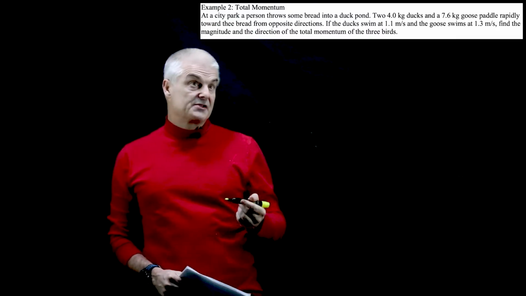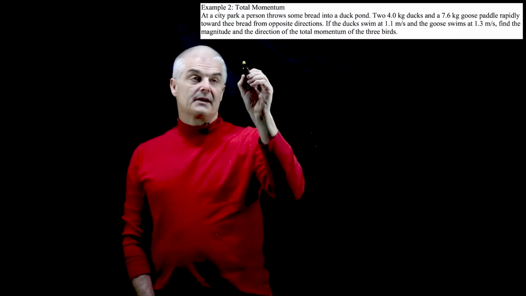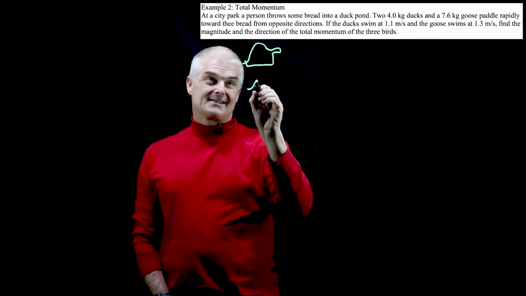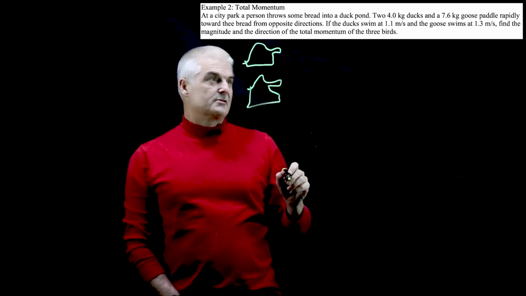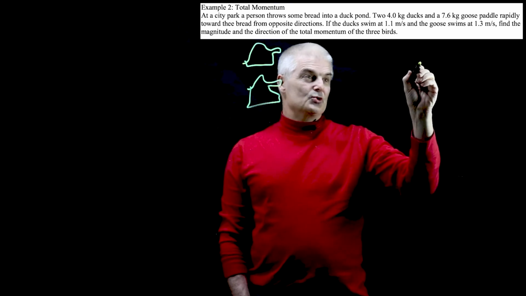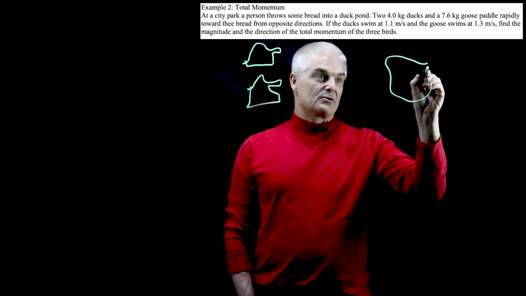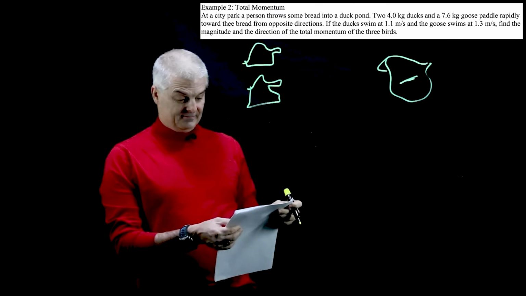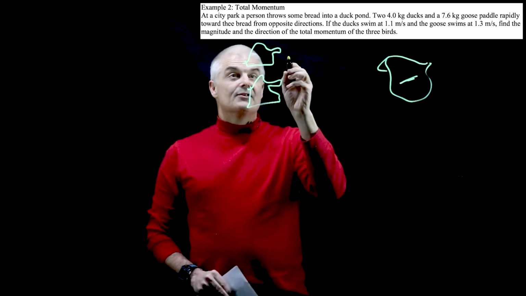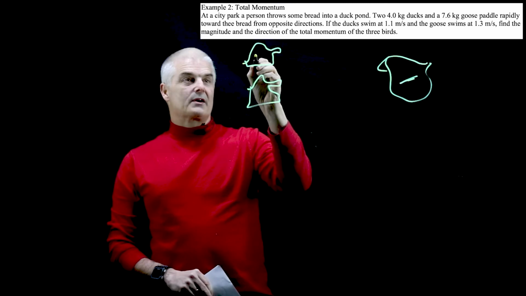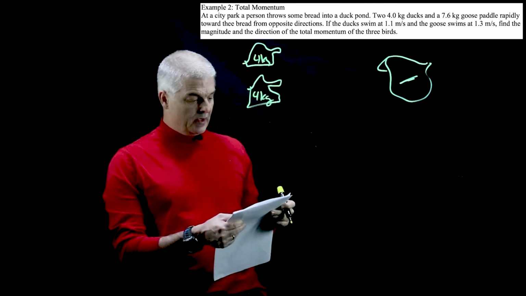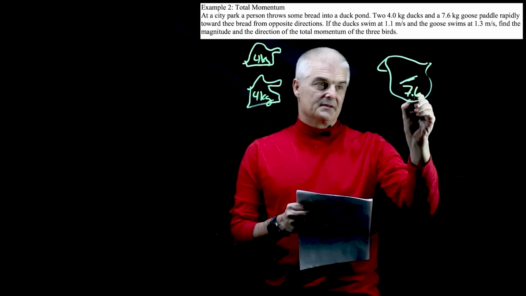Let's do one more problem. This is the duck-goose problem. So I've got a duck. I don't know, it looks like a duck. We've got 2 ducks. Okay, don't judge me. And we've got a goose. Geese are bigger. Okay, and don't judge me. Both of these ducks weigh 4 kilograms, and the goose weighs 7.6 kilograms.